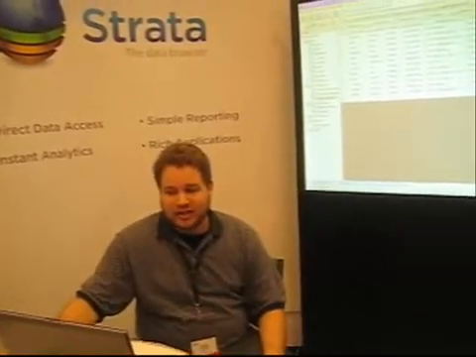Now, if I take a look at those two tables on the two different connections, obviously they look exactly the same.